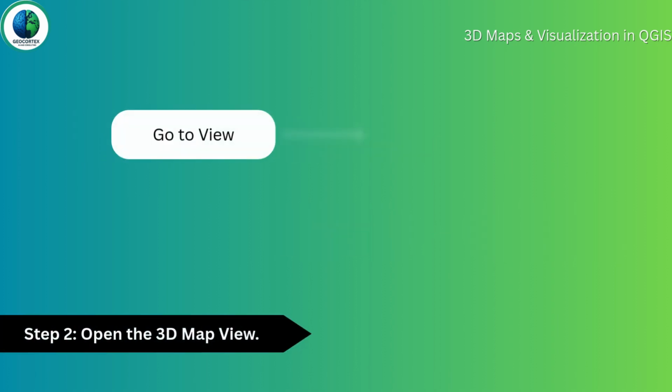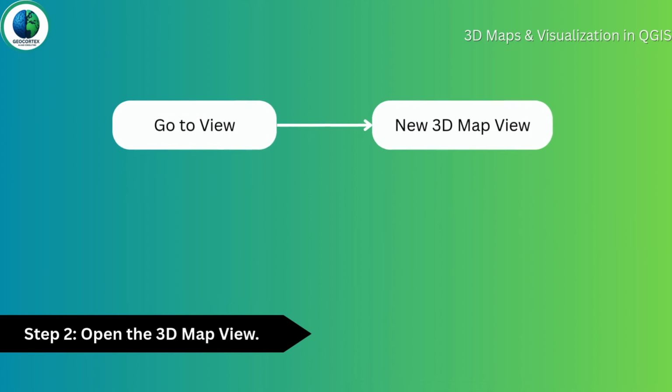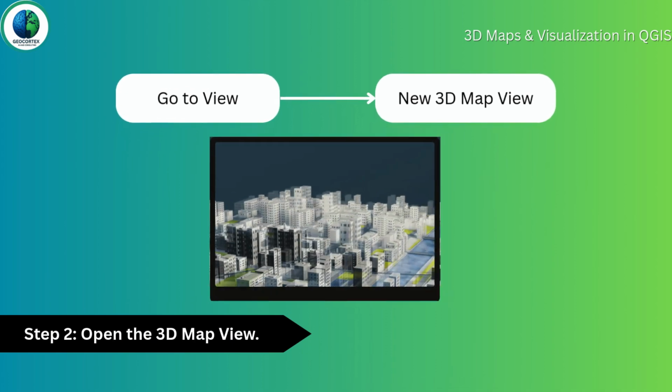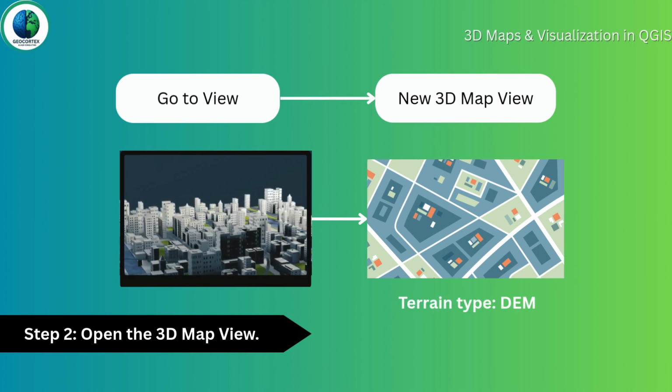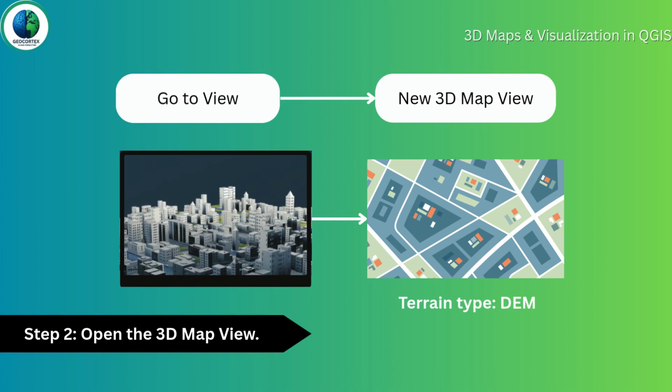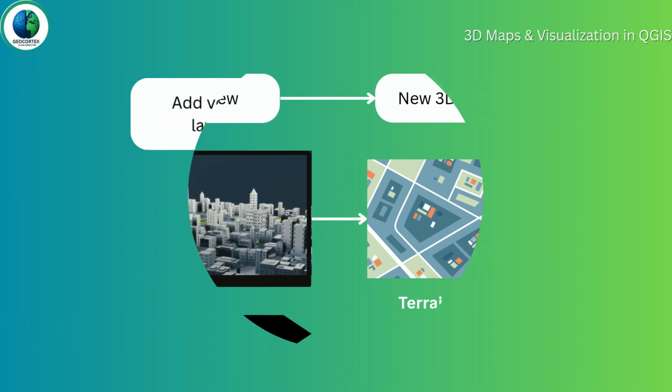Go to View, New 3D Map View. A separate 3D window opens, linked directly to your 2D map. Click the Configure icon, set the terrain type to DEM, and select your DEM layer to make the scene more realistic.